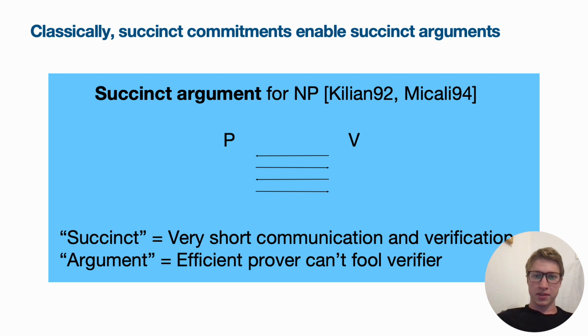Classically, succinct commitments enable succinct arguments. A succinct argument is a protocol where a prover can convince a verifier of some possibly complex statement using a very small amount of communication. Succinct means that there's a short amount of communication, and the word argument signals that the protocol is only sound if the prover is computationally bounded, in contrast to a more usual proof, which is always sound.